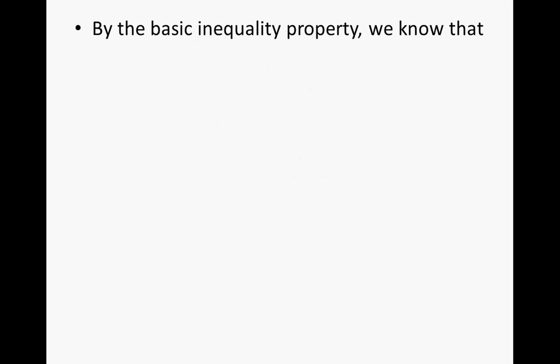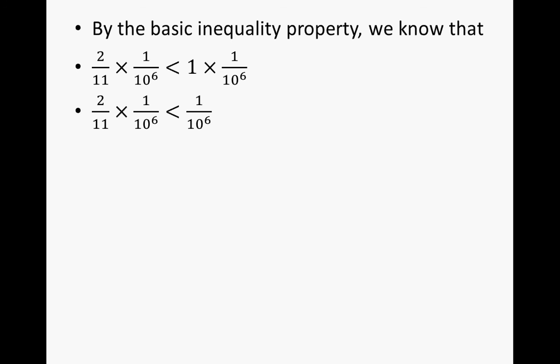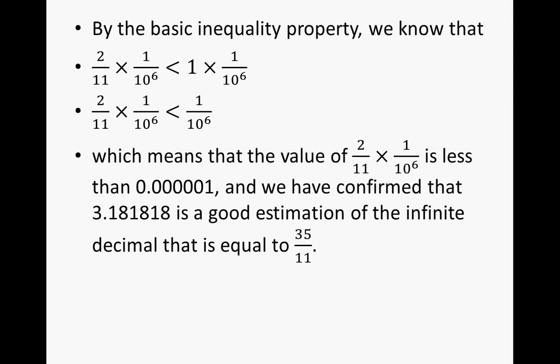And by the basic inequality property, we know that 2/11 times 1 over 10 to the 6th power is going to be less than 1 times 1 over 10 to the 6th power. So that gives us 2/11 times 1 over 10 to the 6th power is less than 1 over 10 to the 6th power, because again, multiplying that by 1 just gives us the same value. And that means that the value of 2/11 times 1 over 10 to the 6th power is less than 0.00001. And now we have confirmed that 3.181818 is a good estimation of the infinite decimal that is equal to 35/11.